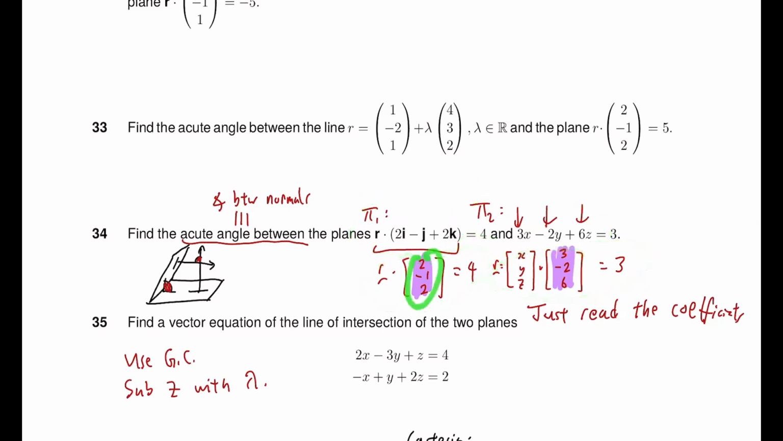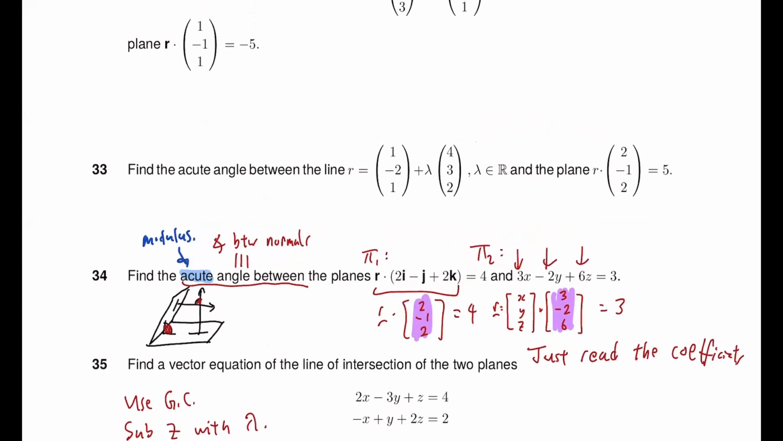So now that you got the two normals, what do you do with the two normals? Find the angle between them. Acute angle means you need to do what? A modulus. Modulus, very good. Cosine theta equals modulus of a dot b over mod a mod b. This is your vector a, that's your vector b, or your n1 and n2. 34 easy, okay, good.